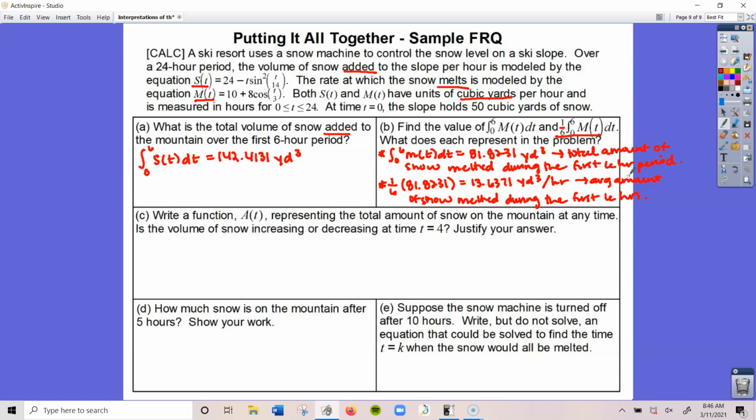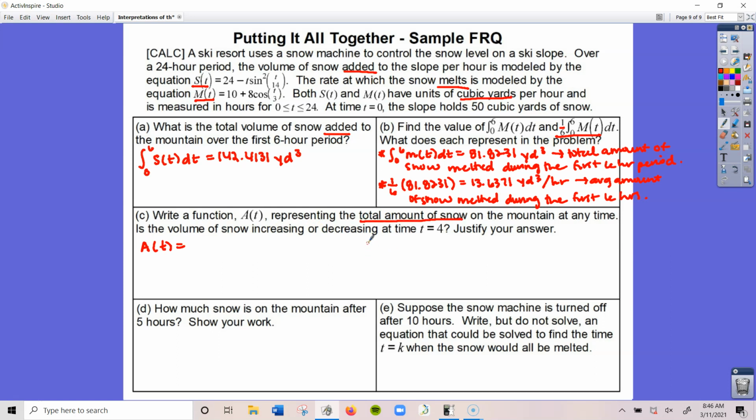Now, for part C, write a function A of t representing the total amount of snow on the mountain at any time. Is the volume of snow increasing or decreasing at time t equals 4? Justify your answer. Okay, so the total amount of snow, that's the key phrase here.